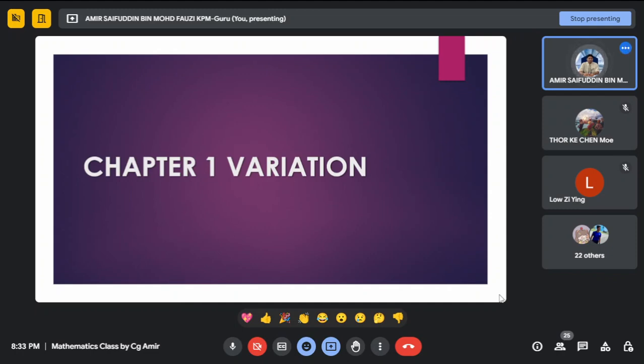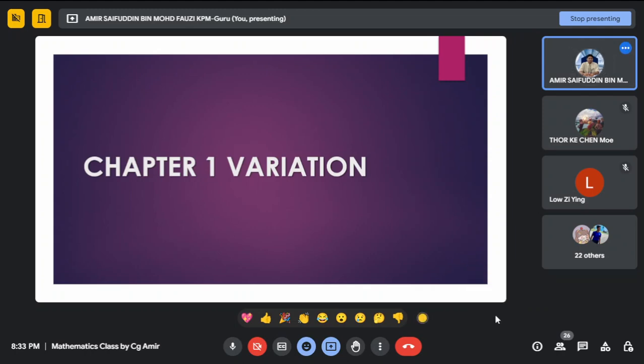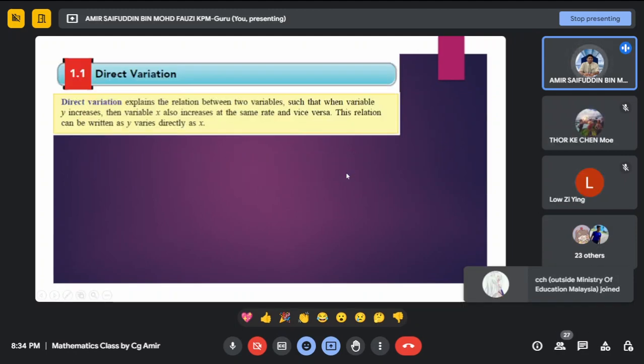We are still in chapter one, variation. Early this week, we discussed what is a direct variation. So what is a direct variation? This one is just a bit of revision.